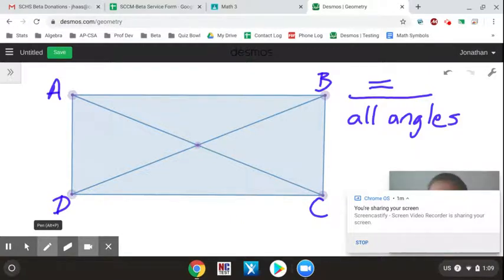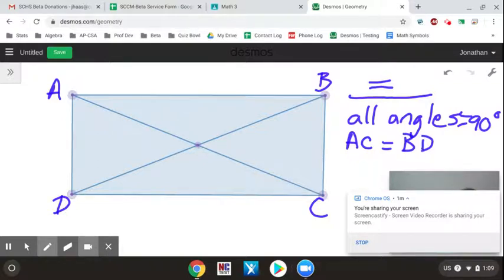So 360 divided by 4 means that not only are all of the angles equal to each other, but they also equal 90 degrees, because I have to divide this 360 up equally among all my angles. Another thing that is true for a rectangle is that the diagonals now are equal. So that means the whole thing AC has to be equal to the whole length BD.